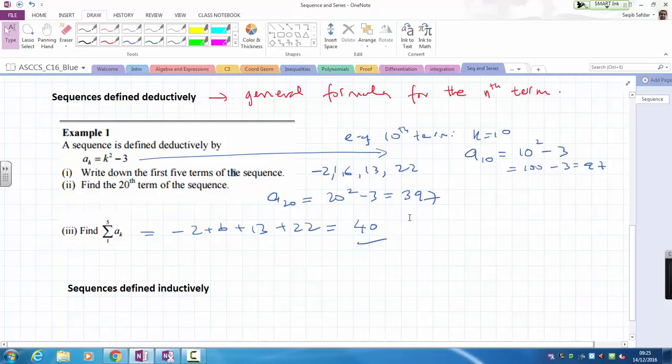If it has a common difference, then it's arithmetic. If it has a common ratio, then it's geometric. But it doesn't have to be either one of those. It can be just a sequence.